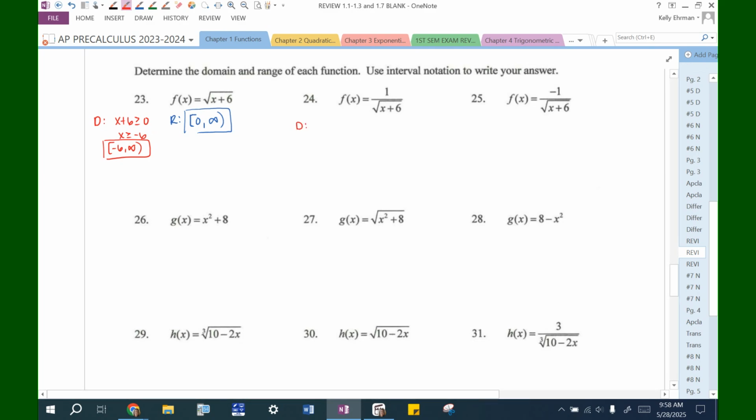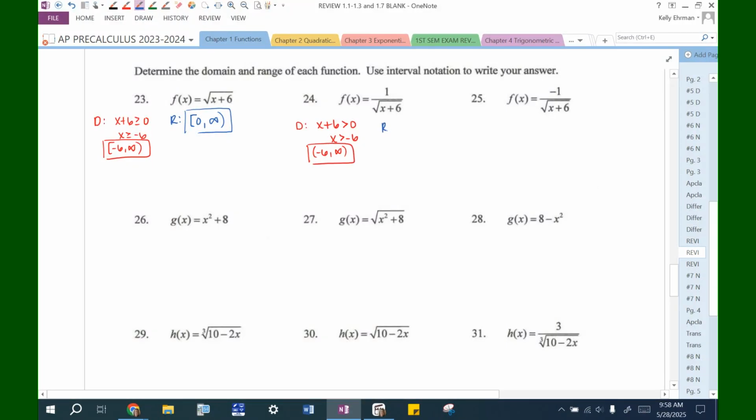Now the domain for this one has both a square root and it's in the denominator. So x plus 6 still has to stay positive, but it can't equal 0. So x plus 6 is now just greater than 0. x is greater than negative 6. That just changes the answer from the last one to be parentheses negative 6 to infinity.